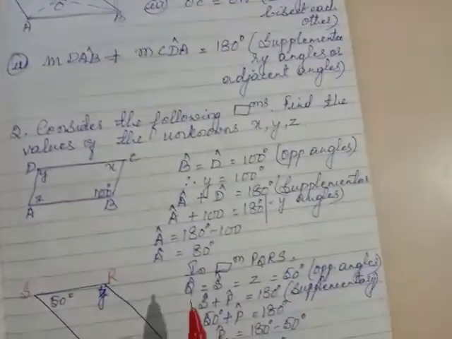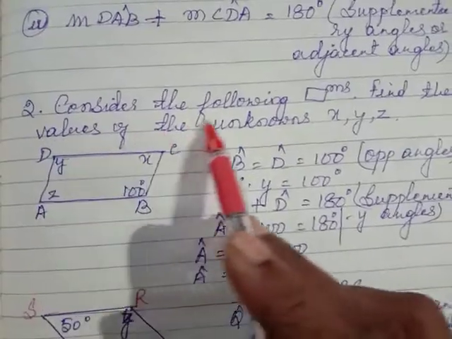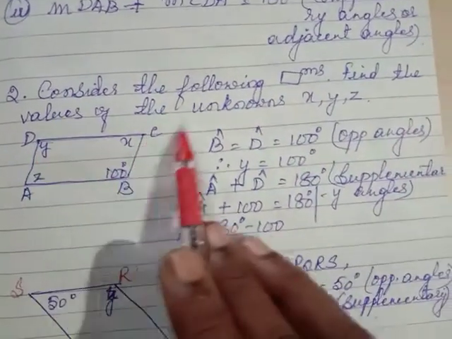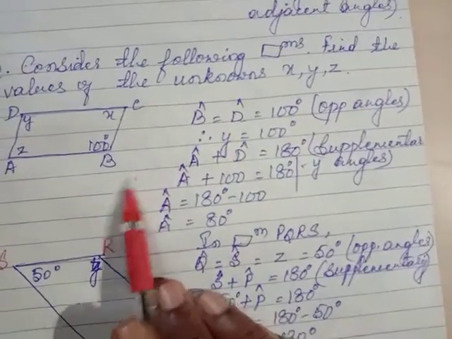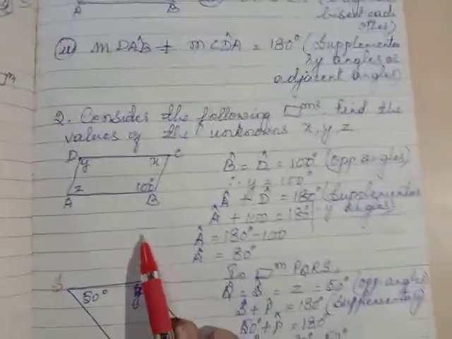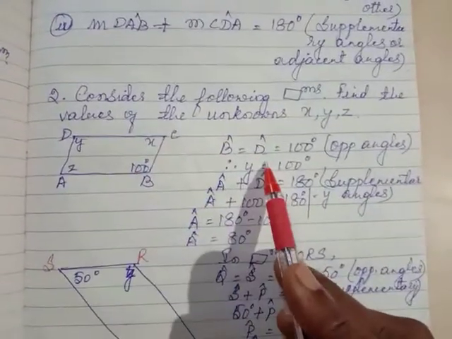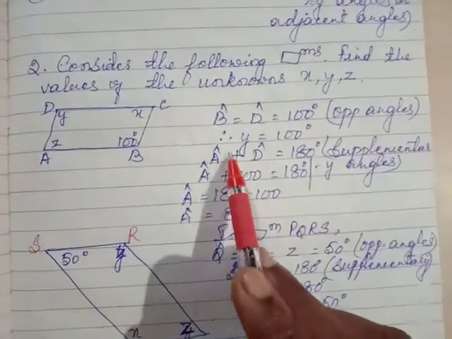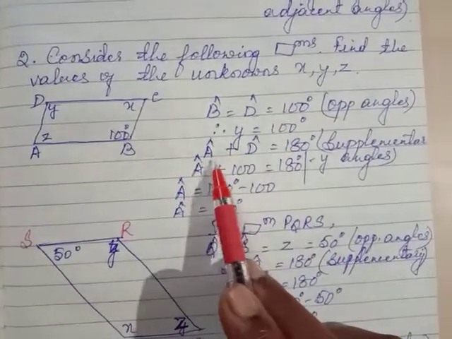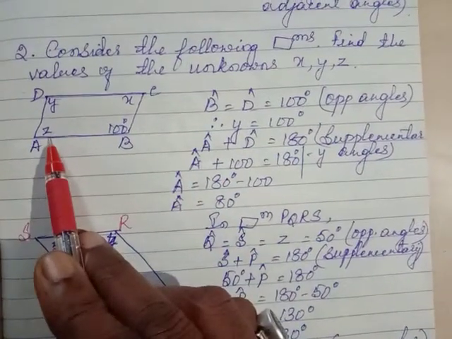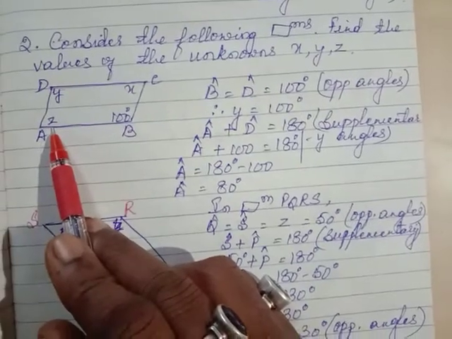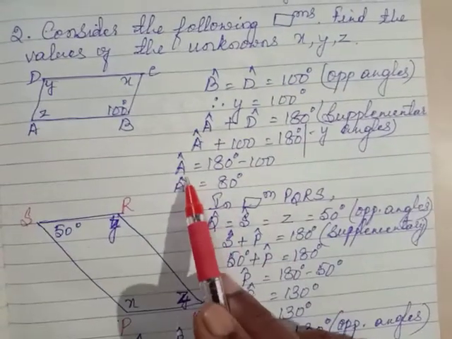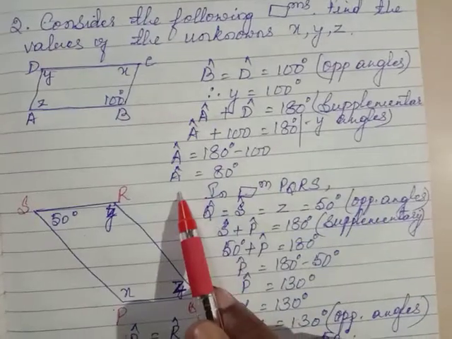Okay, children. Next, second question: consider the following parallelograms. Find the values of the unknowns x, y, z. Parallelograms are very easy to solve, children. Now, see, angle B is equal to angle D is equal to 100 degree, opposite angles. Y is equal to 100 degree. Then angle A plus angle D is equal to 180, supplementary or adjacent. Then angle A plus 100 is equal to 180. Angle A is equal to 180 minus 100, that is equal to 80 degree.